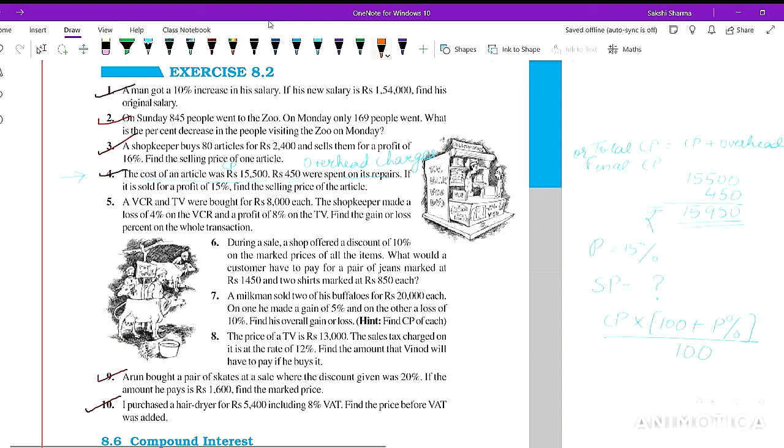One thing I would like to mention here is, whenever you are using this formula, you do not want to cancel this 100 with the 100 in the denominator. First of all, the brackets will be solved in the numerator. You can cancel this 100 with CP. The 100 and CP can be cancelled. This 100 inside the bracket will be used to simplify the bracket.